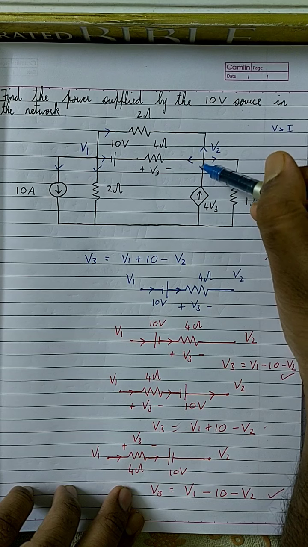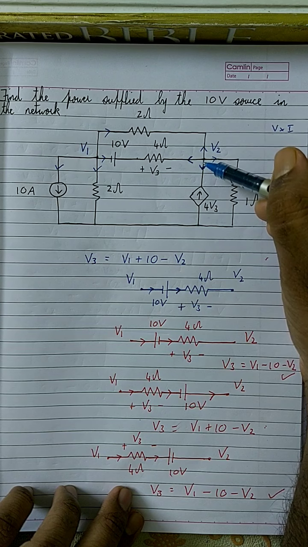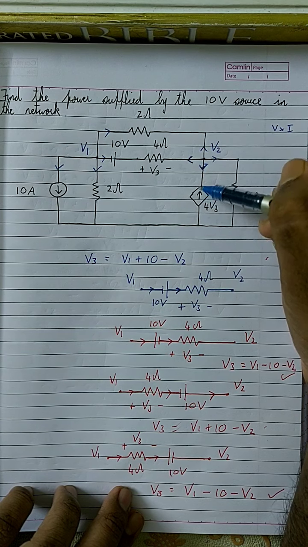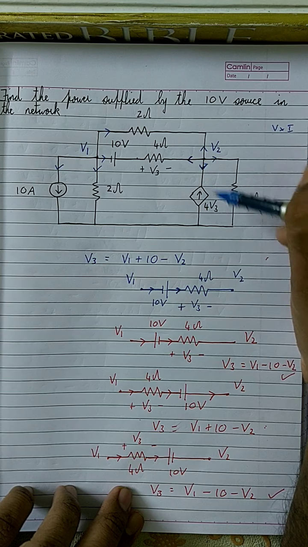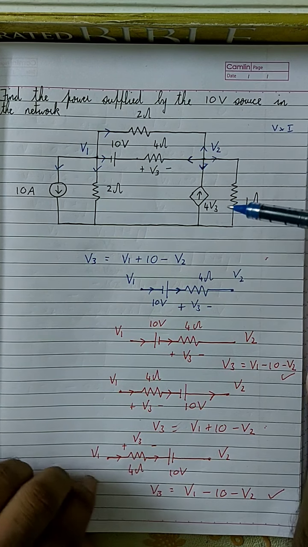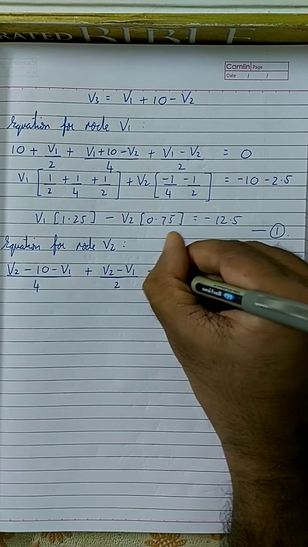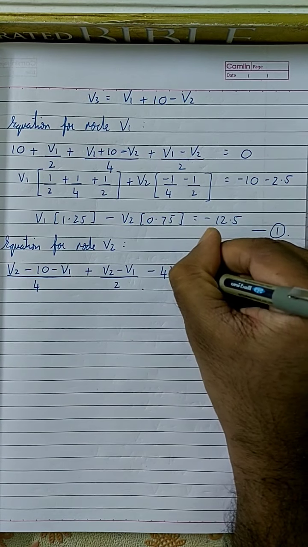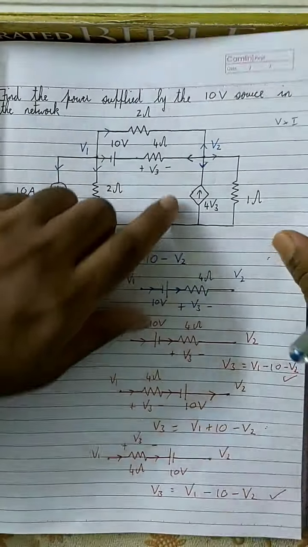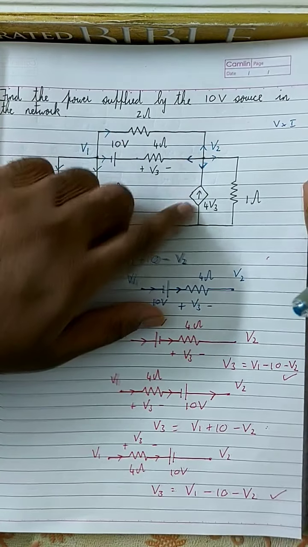See, you assume that the current in this branch is in this direction, but this current is going upwards, opposite to the one that you have assumed, which means this is minus 4V3. So the current in this branch is minus 4V3.